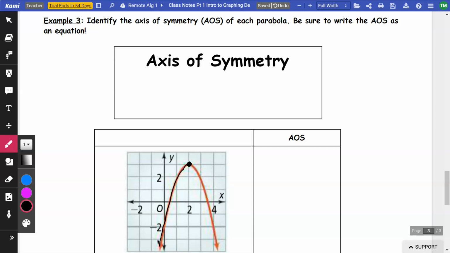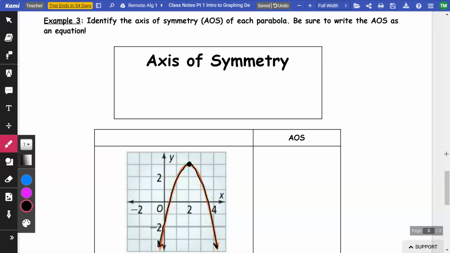So if you find the vertex of the parabola, do you notice something about this half of the parabola versus this half of the parabola? Don't they look the exact same, but one is just reflected over to the other one? They're like a mirror image, right?